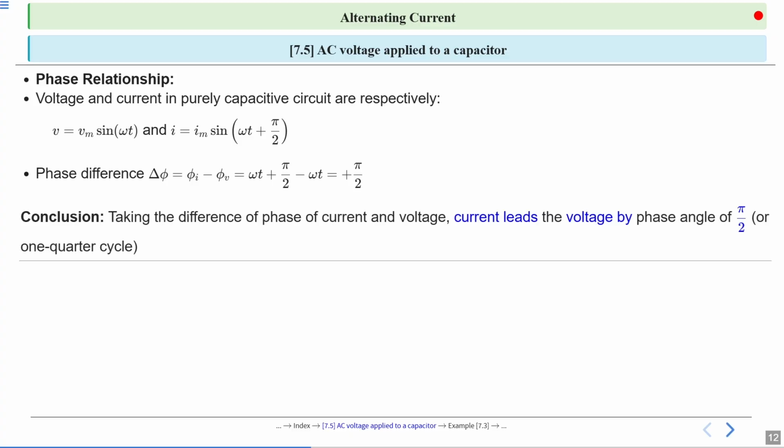So what is the conclusion? Taking the difference of phase of current and voltage, current leads the voltage by a phase angle of pi by 2, or we can say 1/4 cycle. You know that 1 cycle is 2 pi, so pi by 2 is 1/4 cycle. So current leads the voltage by 1/4 cycle.